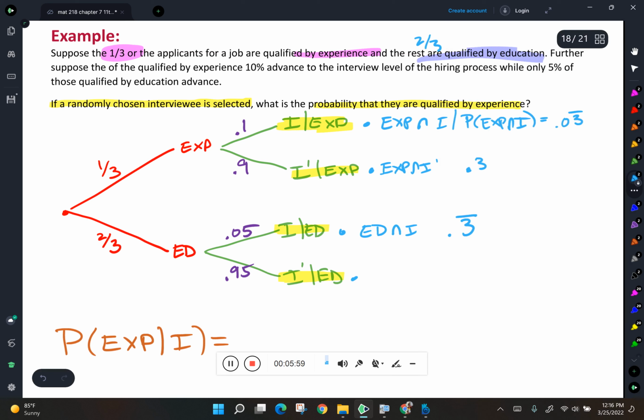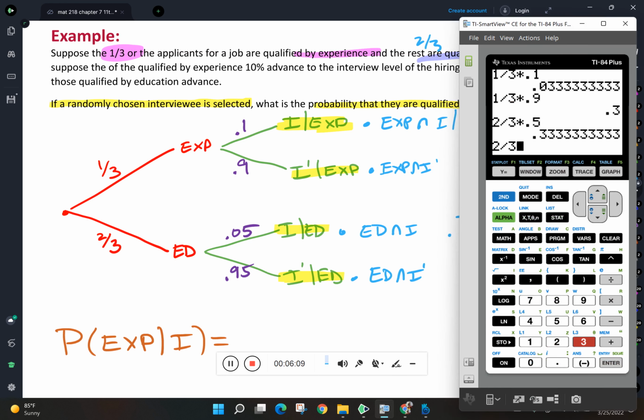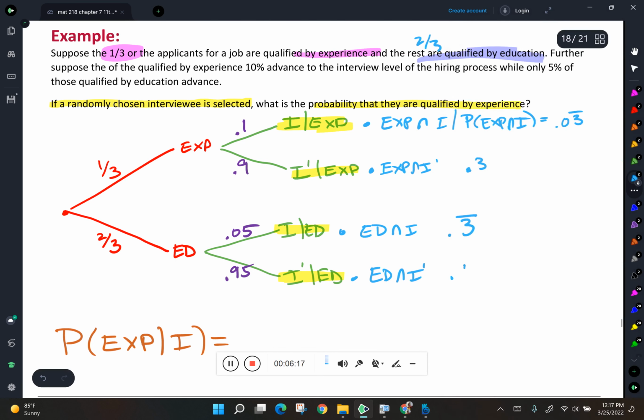And then the last one down here is going to be the intersection of education, intersection didn't get an interview. And so that's going to be the 2/3 times the 0.95. So that's going to be 2/3 times 0.95. And that's going to be 0.63 repeating. So 0.63 repeating. And now if we were to add all those up, that would add up to 100%.